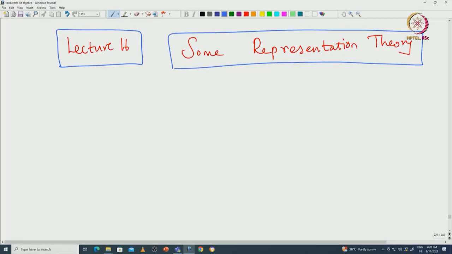Welcome back everyone. In this lecture, we will see some basics of representation theory. I will define all the terminologies that are used in representation theory in this lecture, and then later we will develop SL2 representation theory, which will play a very crucial role in the structure theory of semisimple algebras. So, here are some definitions.